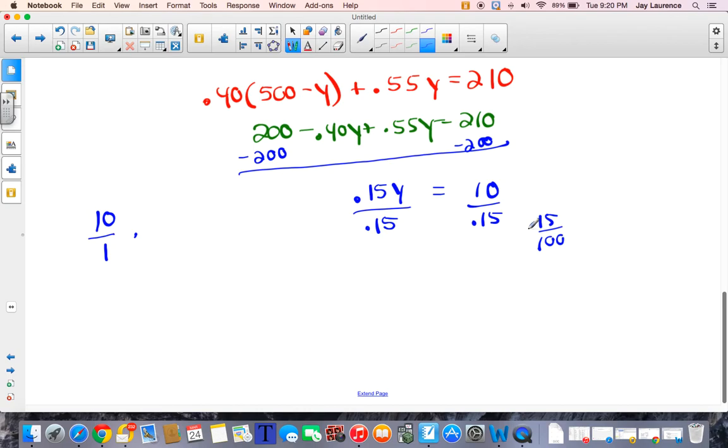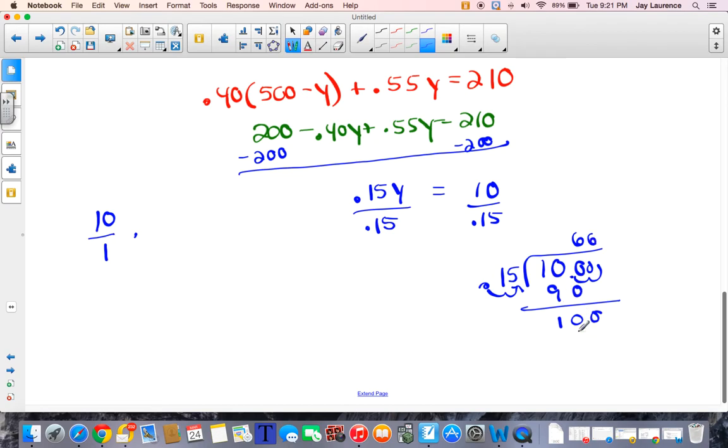I'll go to the calculator. No, I won't. Why would I want to do that? Silly Mr. Lawrence. Okay, let's do the division. Let's go long division. We'll go old school. 10 by 0.15. I'm going to multiply by 100. Okay, and 15 is going to go into 100, I think 6 times, right? So that'll be 90. And I'm going to subtract and get 10, bring down a 0 to get 100. And 15 is going to go into that 6 times, and that's going to be 90.